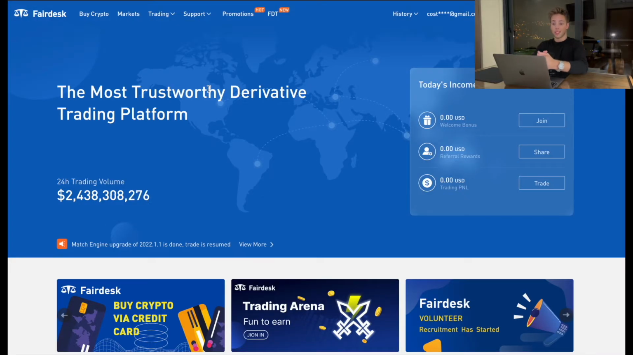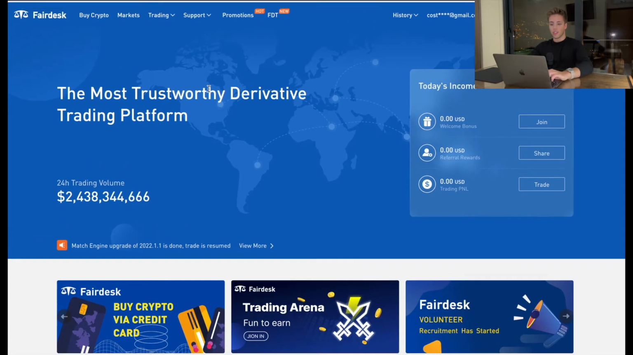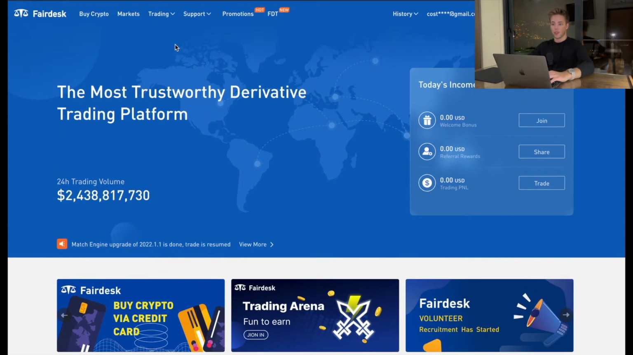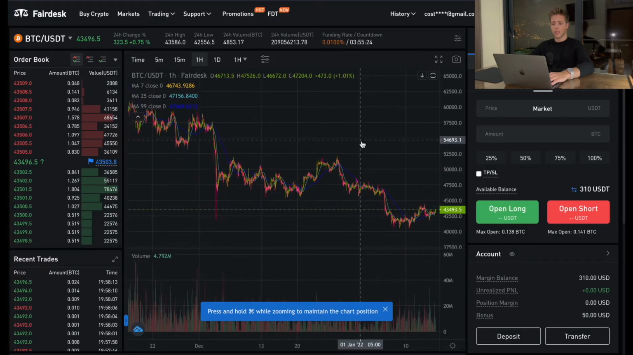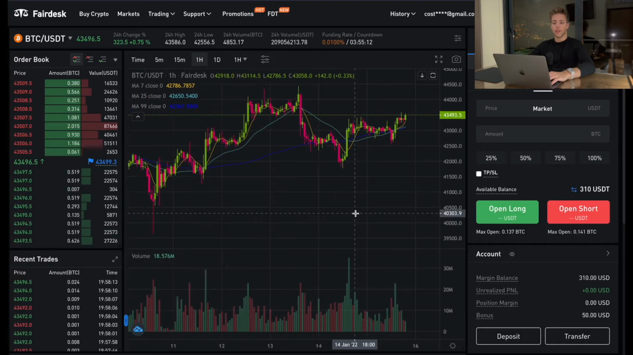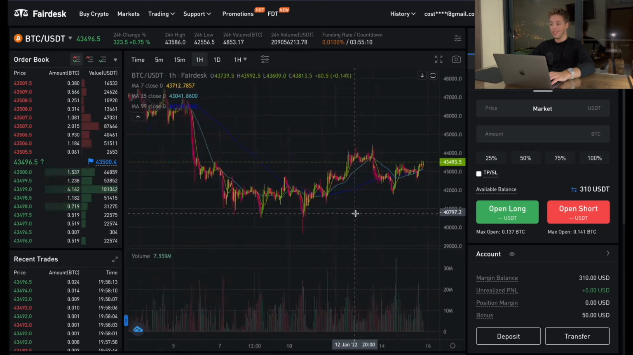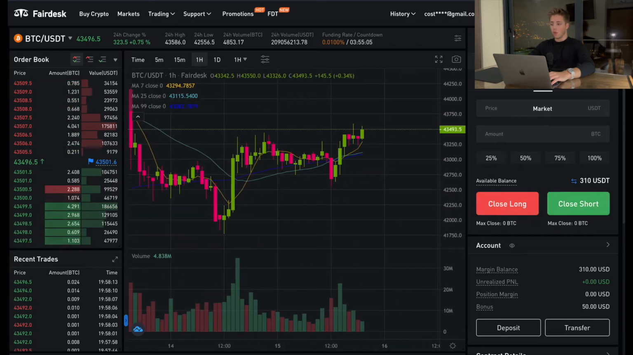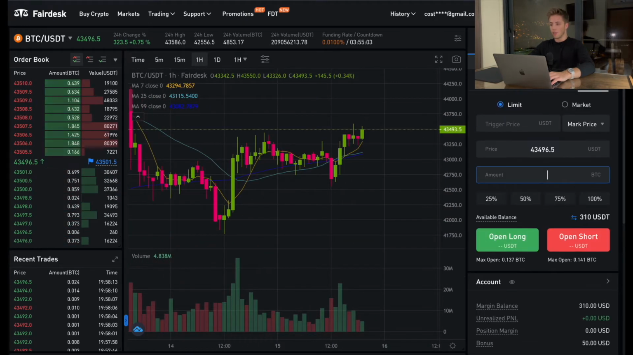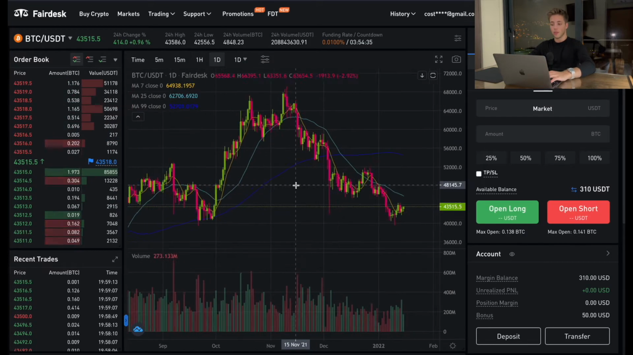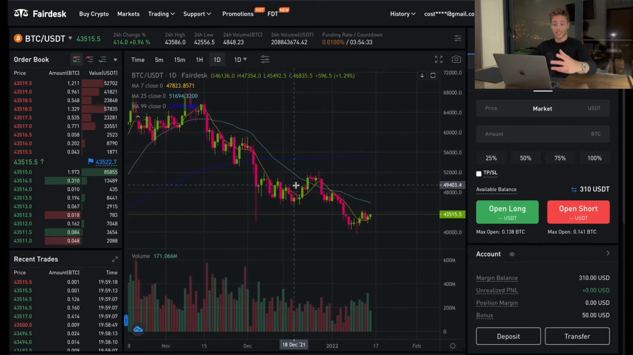Coming back to Fairdesk, this is basically a crypto exchange. So let's take a look at some of their features, right? Let's take a look at what they can offer to the clients. So like you can see, here is the platform, and it actually looks quite easy if you take a look in here. Here is open, close, position, market, conditional limit, open long, open short. So the overall look is quite minimalistic, which I really like.